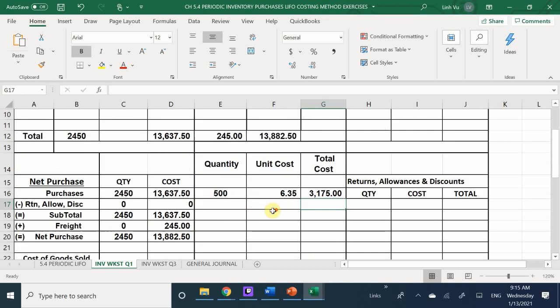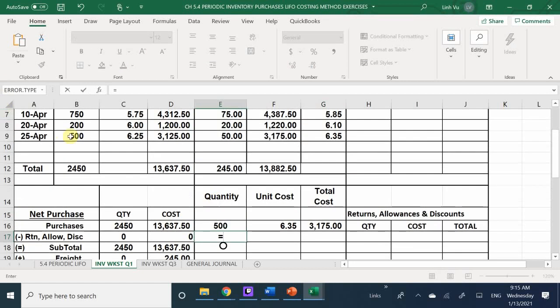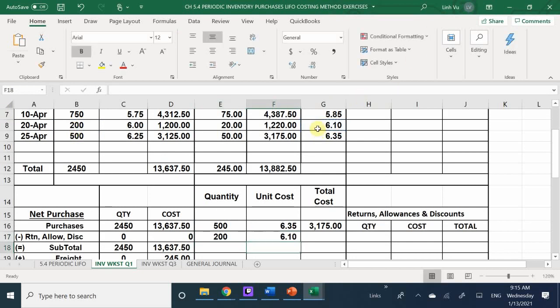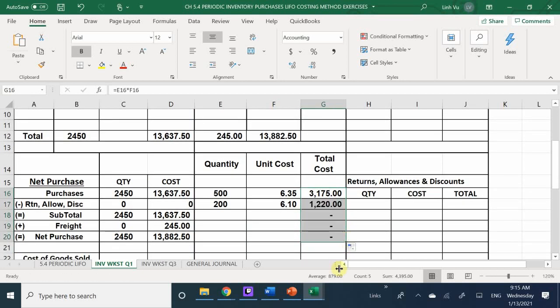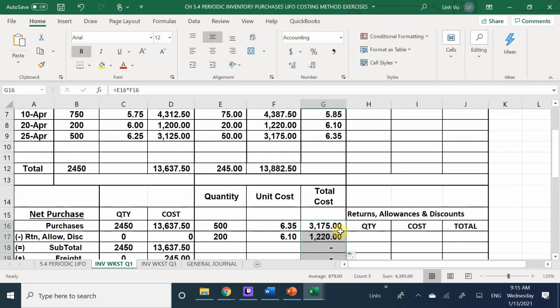April 20th. Correct. So at $200, and it's going to cost me $6.10. So what is my total going to be here? Since we're getting rid of the whole batch here, it is 1220. Okay. Now we only sold a total of 700.